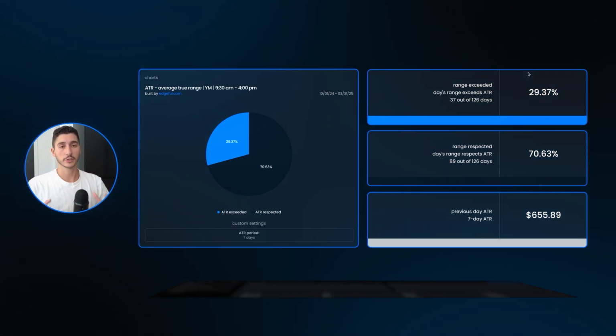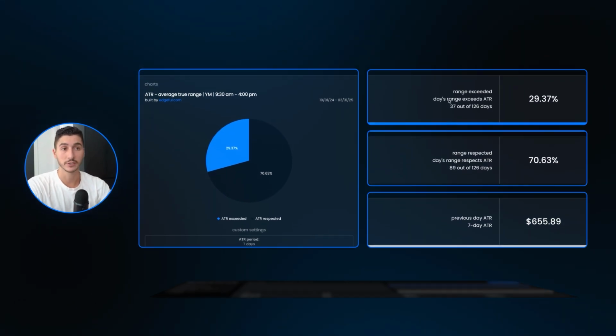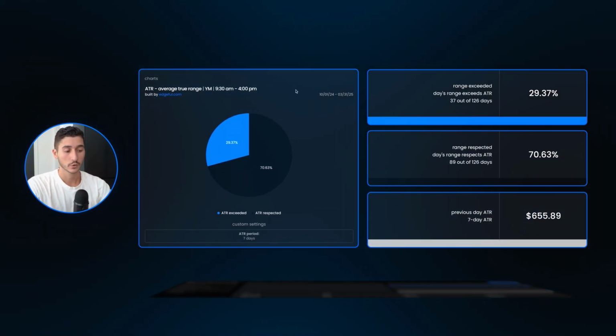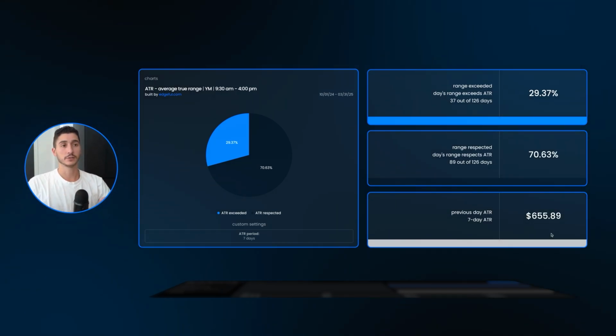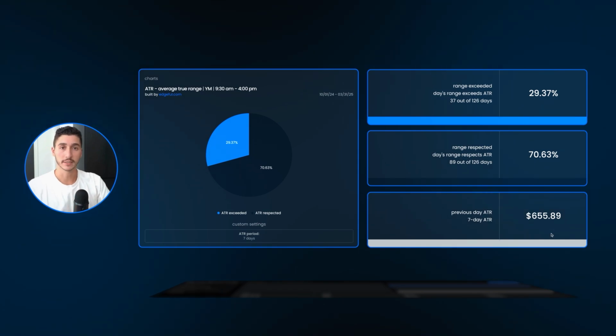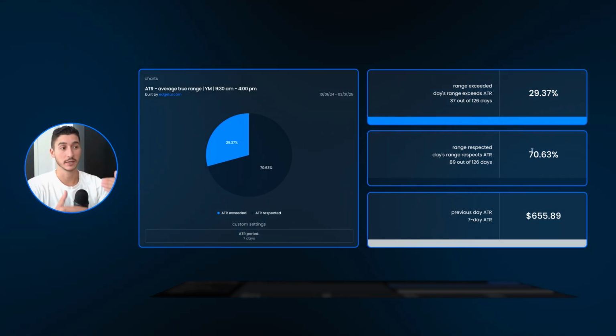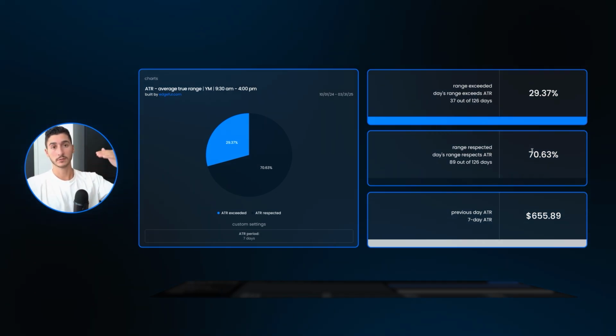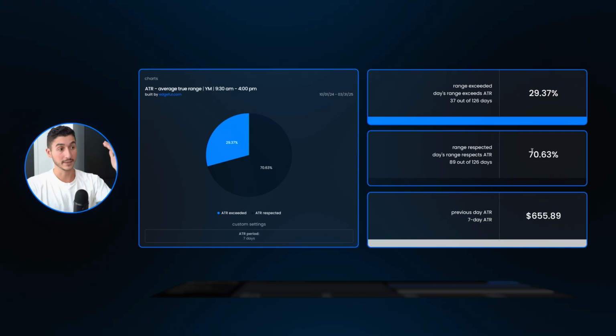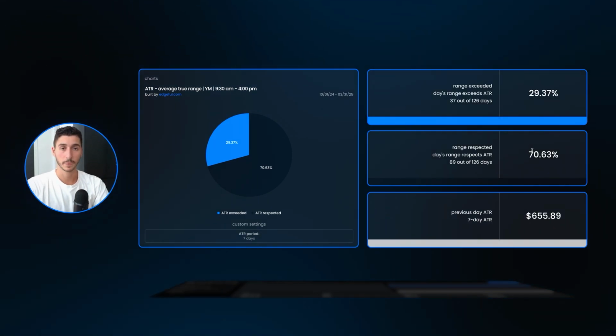So the way to use this report is to say how much of ATR has been crossed, or what is the range of today and where is that relative to ATR, because if you know that 70% of the time it's going to respect, which means the high and the low of the day will be within 655 points, that is a great area, let's say you're long, to take profits in that 600 point area.